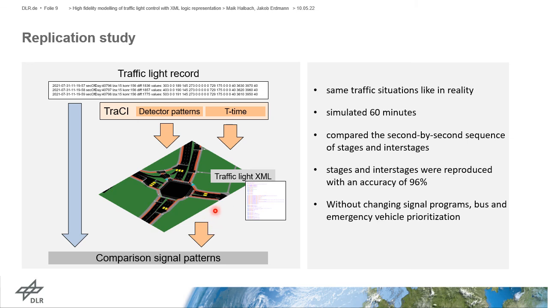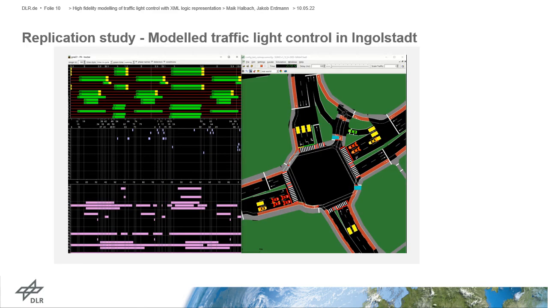Due to time constraints, and because some of the functions referenced in the traffic light document were not available, we couldn't test code for change in signal programs, bus and emergency vehicle prioritization. But nevertheless, we are convinced that every logic or function could be rebuilt in SUMO as long as the behavior description is available in full. I have prepared also a little video for you.